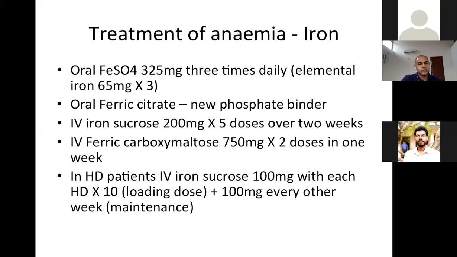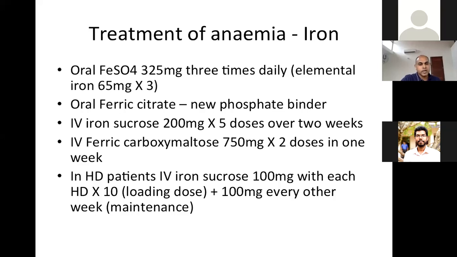The advantage of ferric citrate over ferrous sulfate is that the ferric in the citrate tablet can be used as a phosphate binder. So we'll talk about phosphate binders as we go on. So it has two functions. One is to provide iron. The other is to function as a phosphate binder.